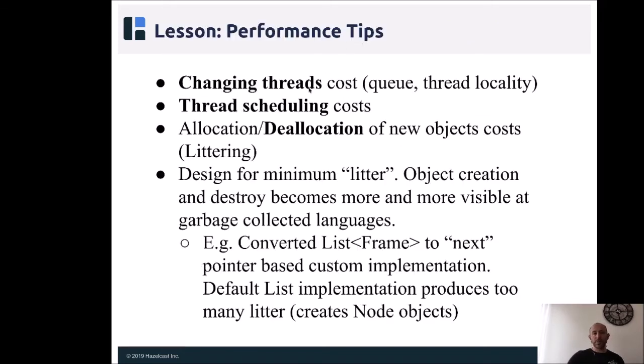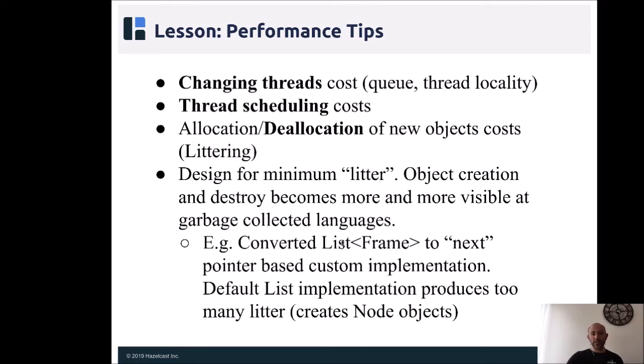What are some performance tips? For example, do not allow too many thread changes in the hot path, the busy path, because thread scheduling is costly and it decreases performance. The deallocation of objects is costly, so do not create too many objects if possible. Minimum litter, it means minimum litter if possible.